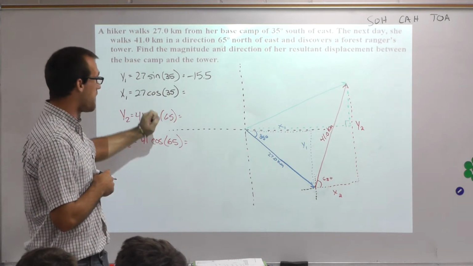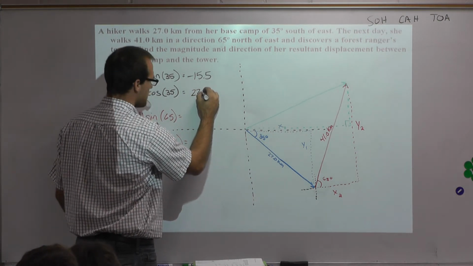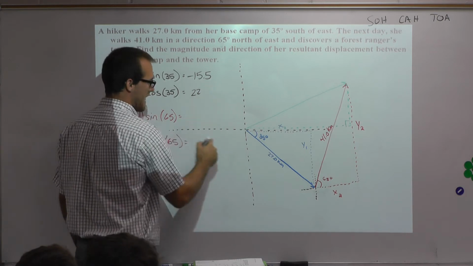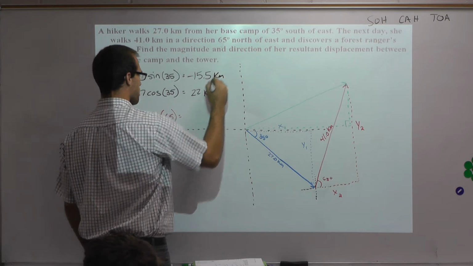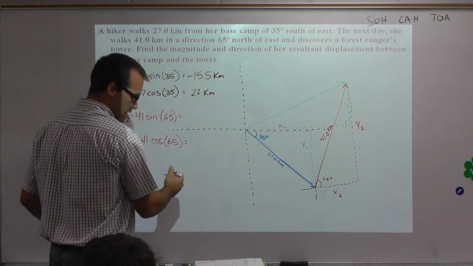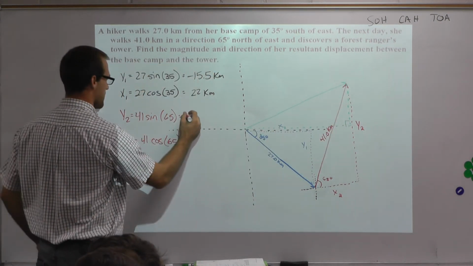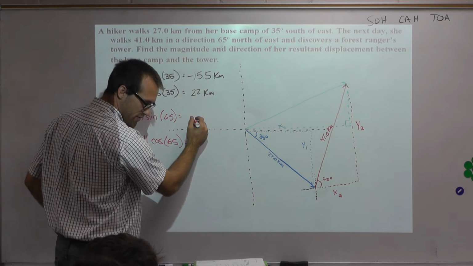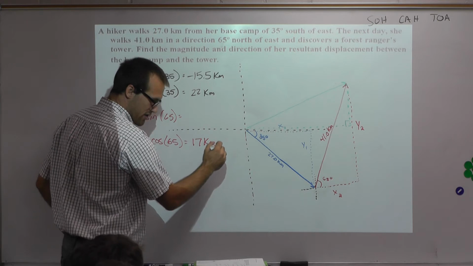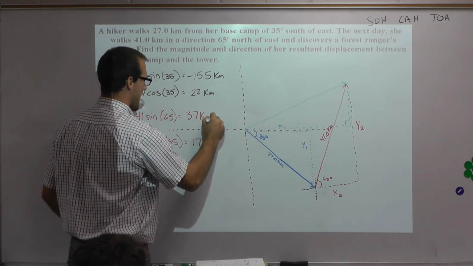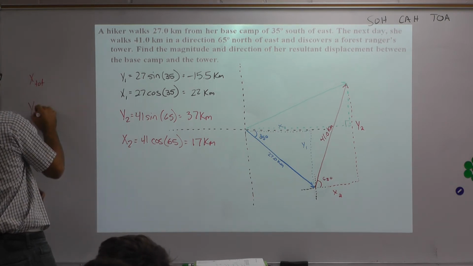Okay? And what is x? 22.12. It's a positive x. Okay, your y is a positive x and a positive y? Yeah. So it should be positive numbers. What do we got? X is 17. And y is 37.